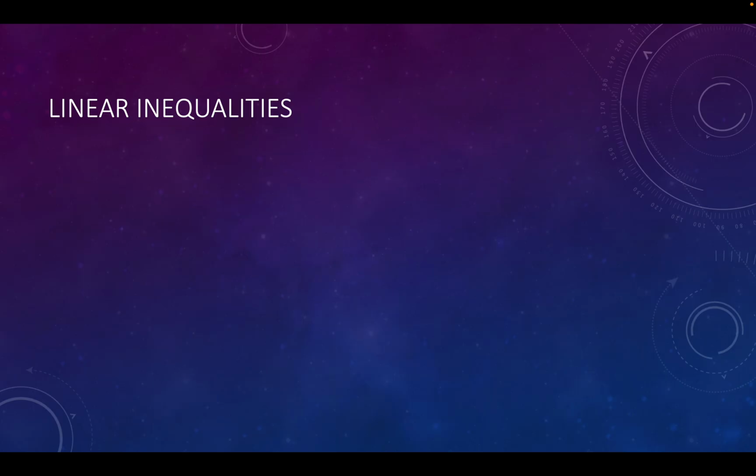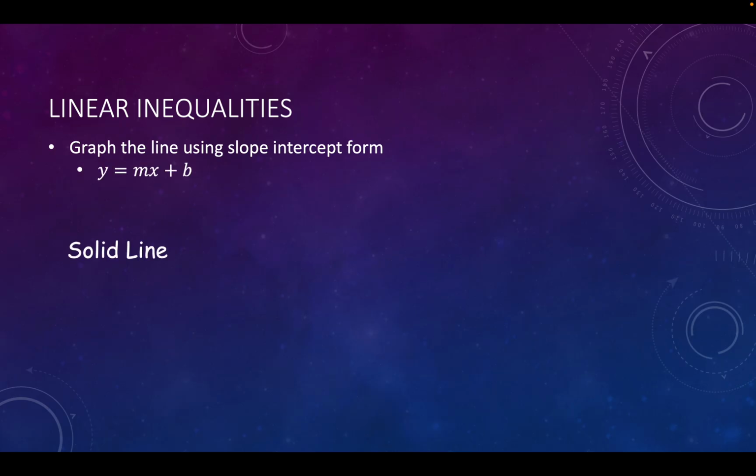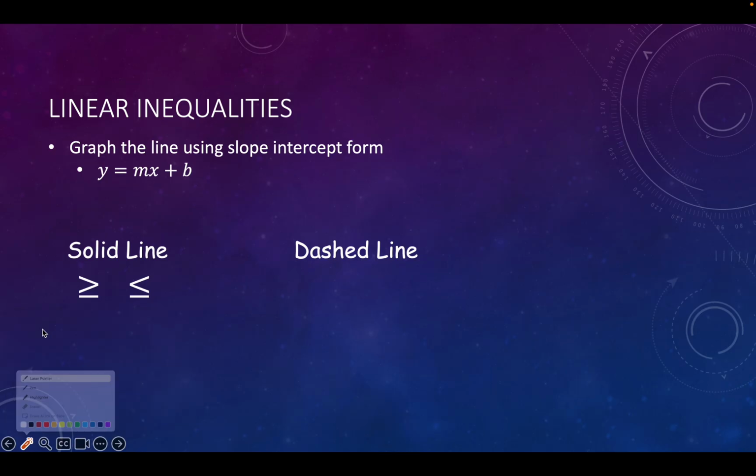Linear inequalities. We're going to graph the line using slope-intercept form. So that's in the format y equals mx plus b. We should be familiar with that. A solid line, we're going to have our line underneath. So you see the line underneath here, that will indicate when we have a solid line in a graph. And a dashed line will not have that line underneath, indicating that it could be equal on the line.